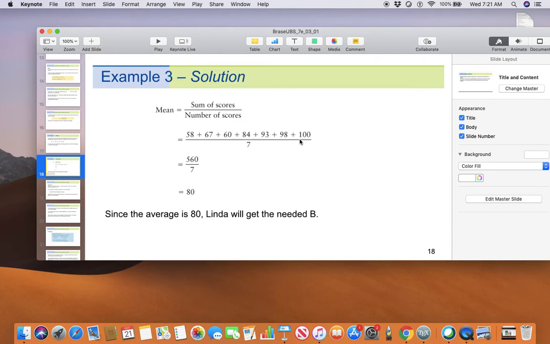So even though she got 100 at the end, and actually 98 even, right? There are 90 plus scores, right? And yet the average or the mean is 80. Why? Because the low scores really conflict with the high scores. Okay, that's what it is. So she'll get a B.